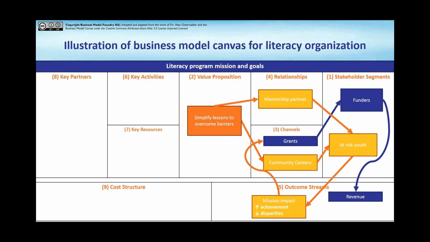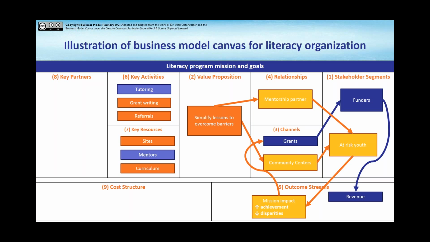Now, how is this service delivered? Through tutoring, grant writing, and referrals. Those 3 activities also have resources that are associated with them: the sites and locations for the services, the mentors that are providing the tutoring, and the curriculum that makes up the lesson plans.